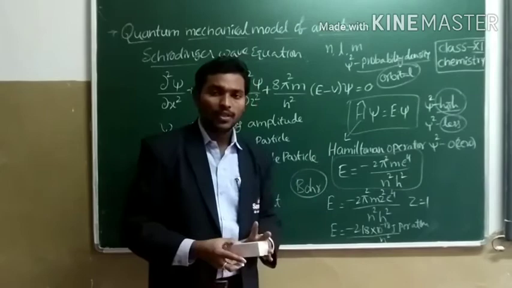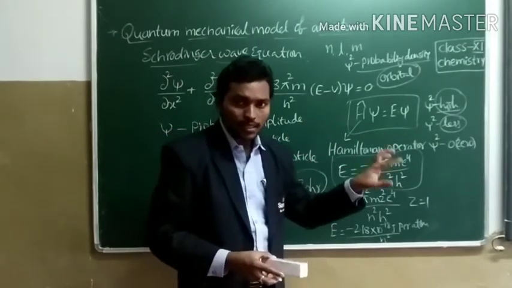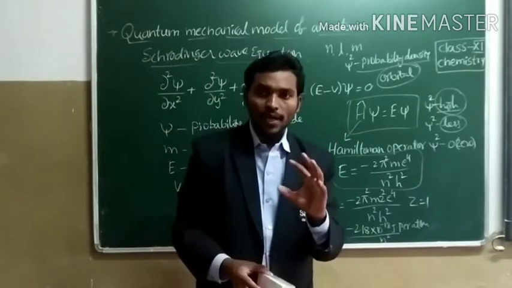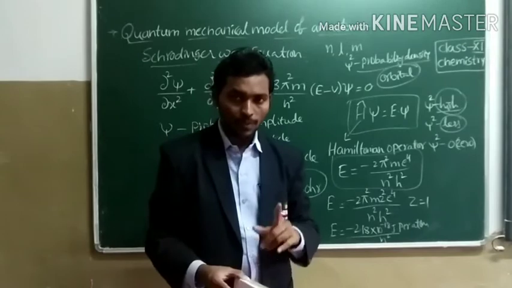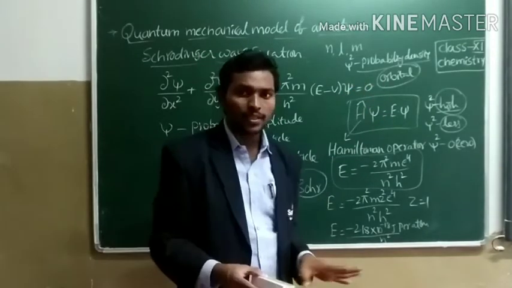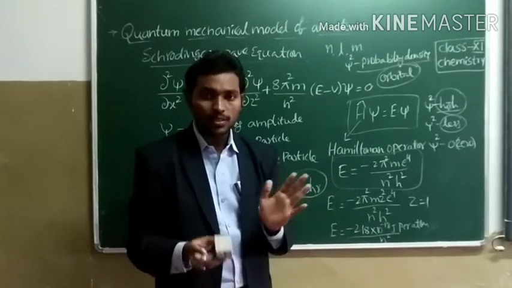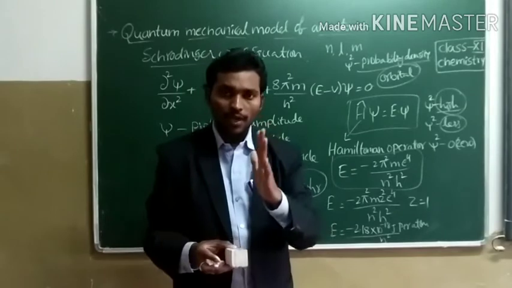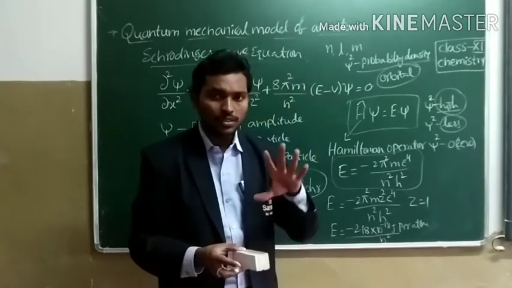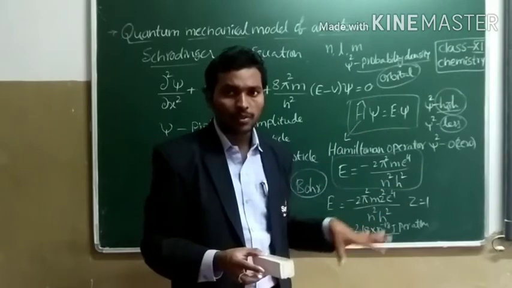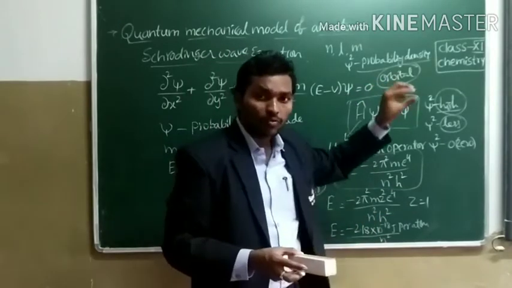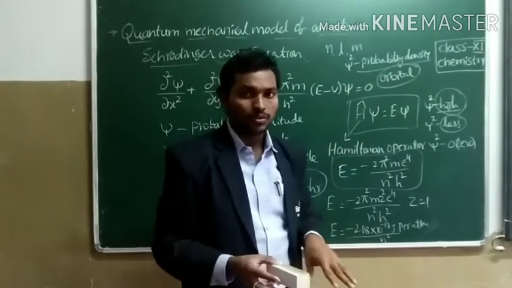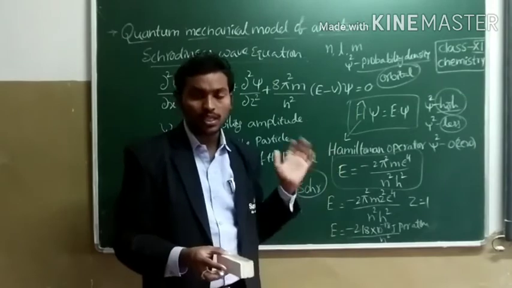So orbital can be defined as the region of space around the nucleus where the probability of finding an electron is maximum. I am repeating, children. Orbital can be defined as the smallest region of space around the nucleus where the probability of finding the electron is maximum. This smallest region of space is called orbital. So we can find maximum probability of the electron in the orbital.